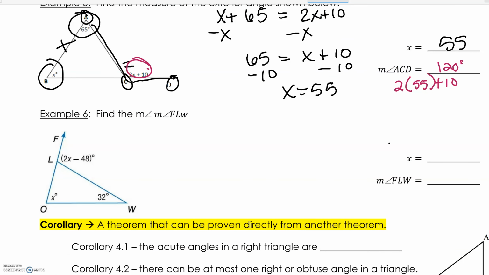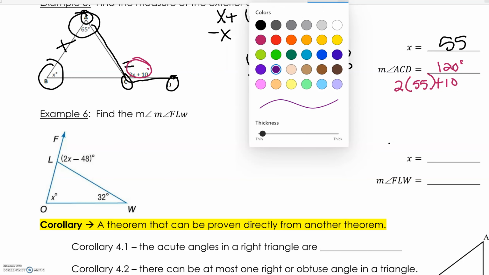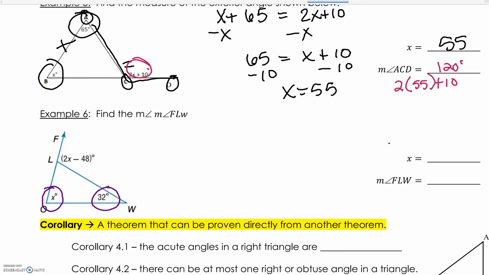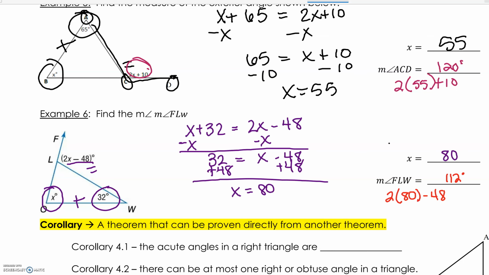So go ahead and try this one. Add up your 2 remote interior and set it equal to your exterior. And double check your answer that you got 80 for X and you got 112 for angle FLW, which is your exterior angle.